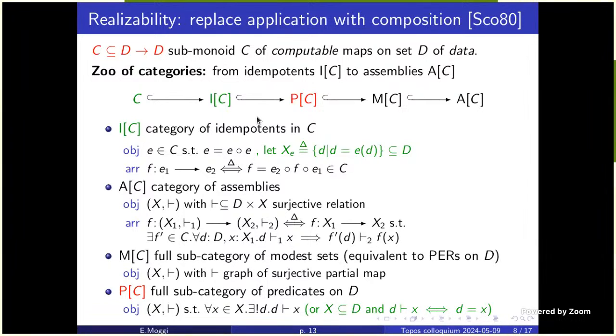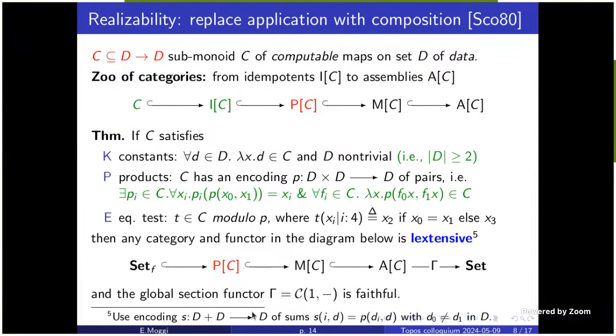Now, I'm mainly interested in this particular full subcategory of assemblies, which is described here. They are the assemblies such that for every x, there is a unique representation in D. Or if you prefer, you can say that it's the category of subsets of D, or predicates on D.